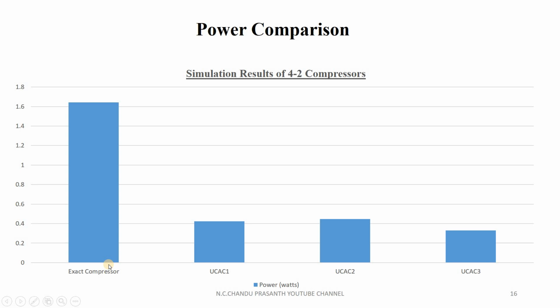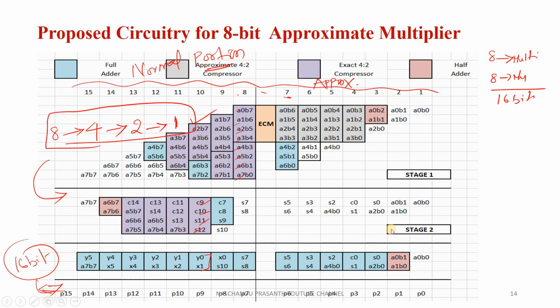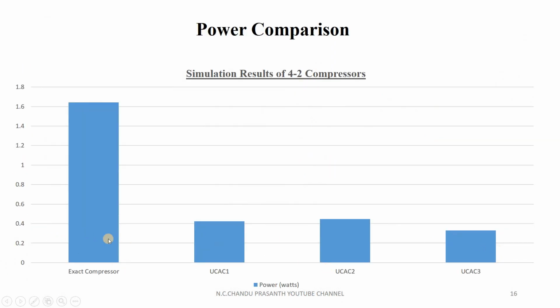It is an exact compressor. It is the design 1 power consumption, the design 2 power consumption, the design 3 power consumption. The exact compressor design requires approximately 1.6 watts of power, whereas our last design, which has only one OR gate, consumes around 0.3 watts of power when compared to the exact design. So there is a tremendous decrease in power consumption if we use our approximate designs. That's why we prefer approximate designs compared to exact designs.